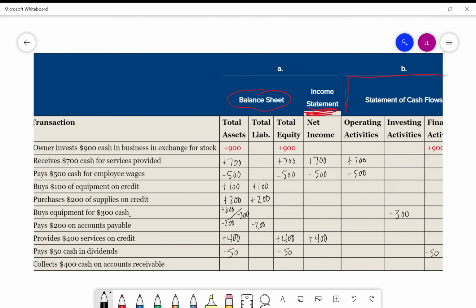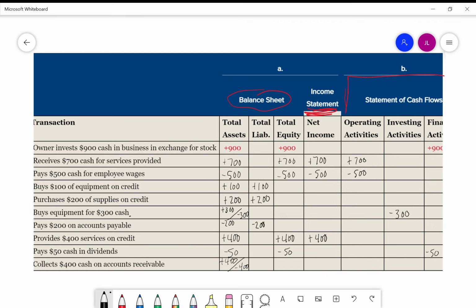Cash decreased. And the last one here, collecting $400 cash on an account receivable. Well, if we're looking at this, essentially, we received cash, which is an asset. So assets would increase by 400. But also accounts receivable decreased, and that is an asset as well. So we're going to have minus 400 here.